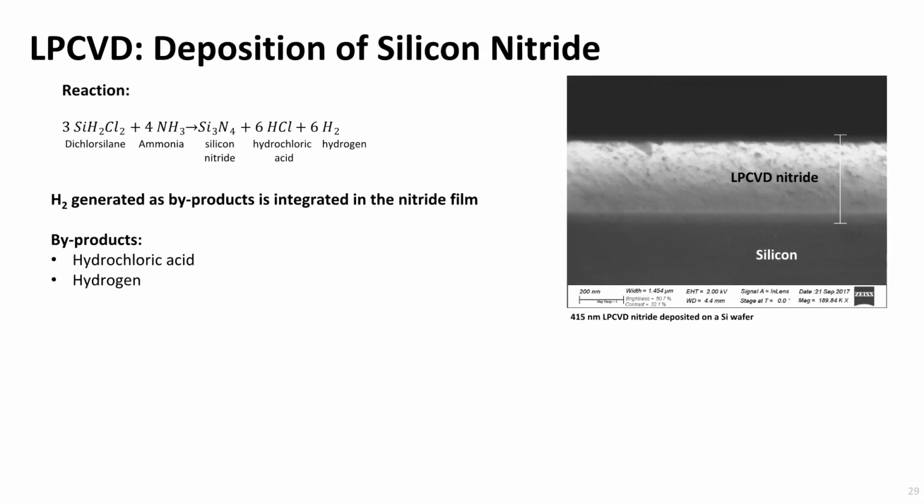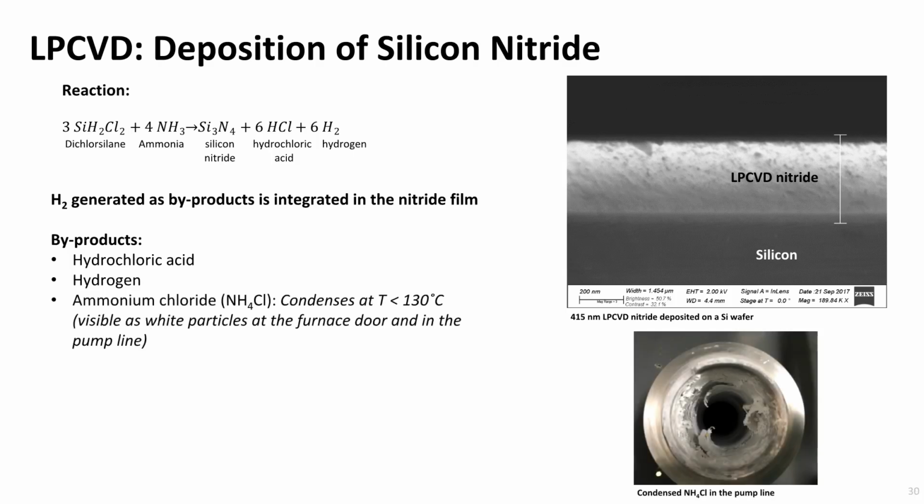Silicon nitride is deposited by LPCVD using dichlorosilane and ammonia. Hydrochloric acid and hydrogen are formed as byproducts in the gas phase. The byproducts will mostly be pumped out, though hydrogen can be incorporated in the deposited film. The SEM image shows an example of a cross-section with silicon nitride deposited on a silicon wafer.